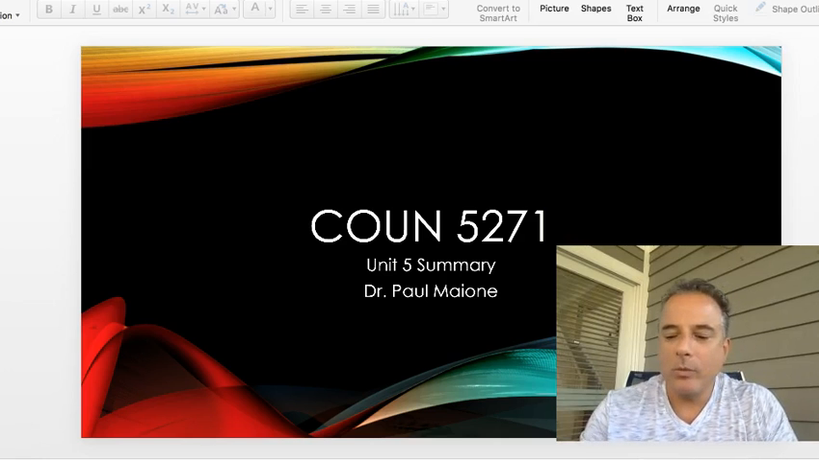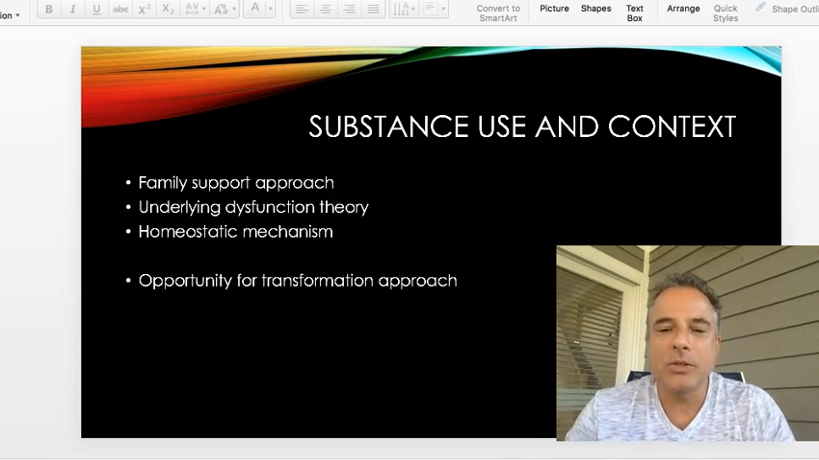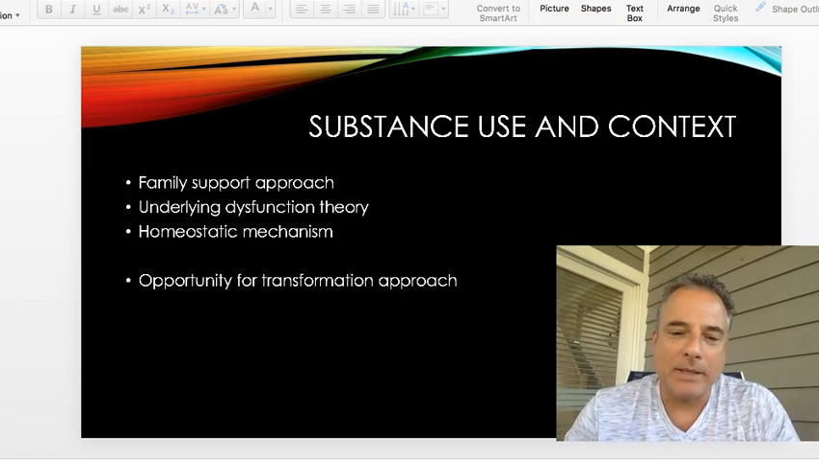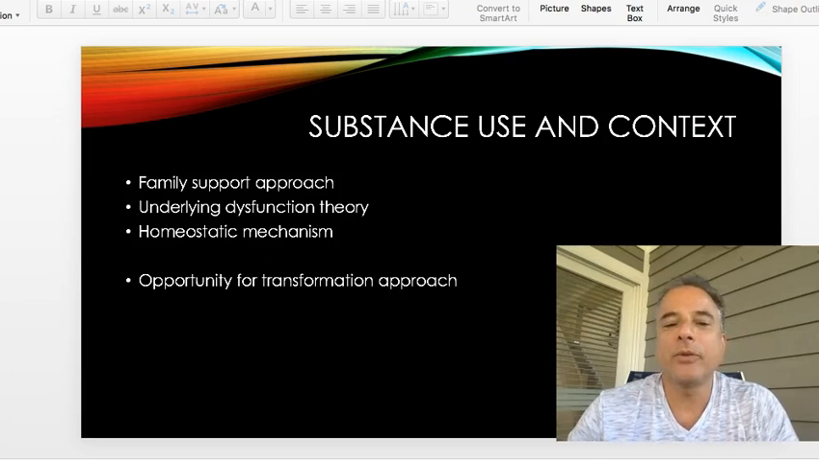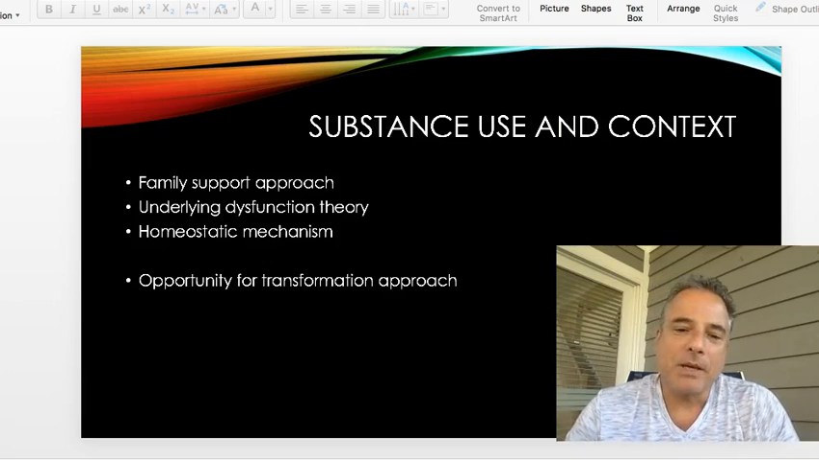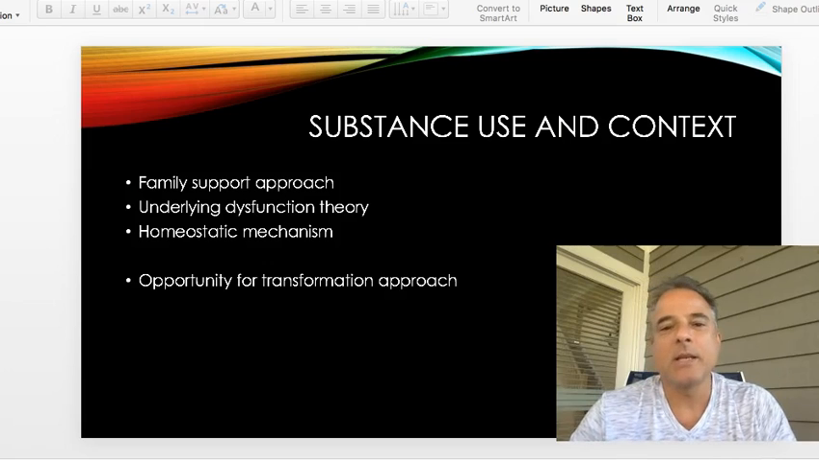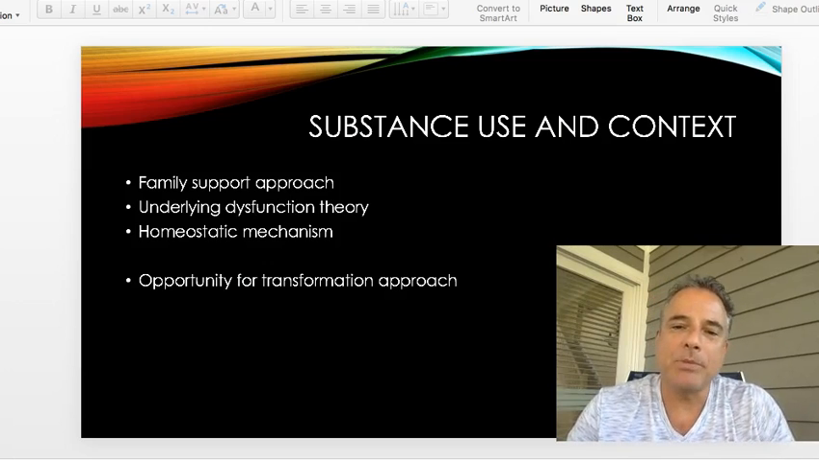And in this unit we were talking about substance use and the family context. It's important that you know that there are a few different ways of understanding substance use from a family therapy perspective. There's the family support approach. And this is kind of a mainstream approach, in which case the person with the problem, the abuser or the alcoholic, for example, they're the ones with the problem, so it's an individual pathology from this perspective.